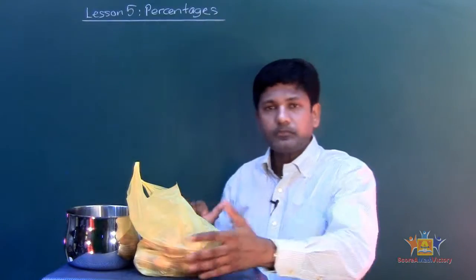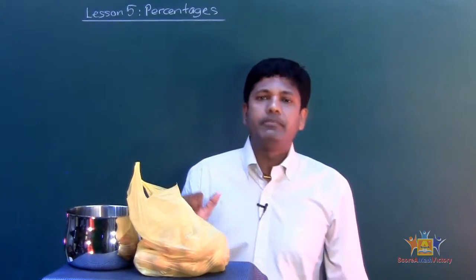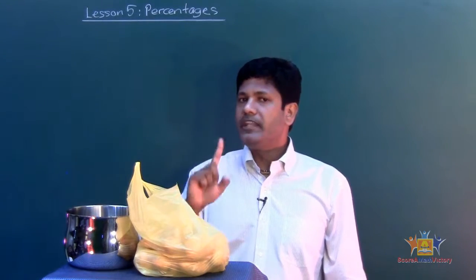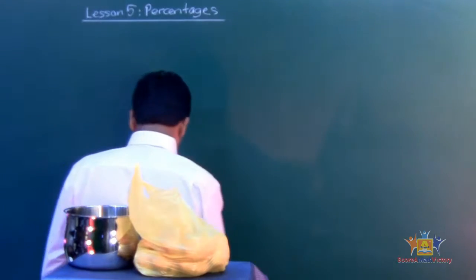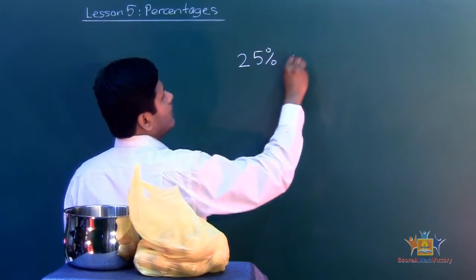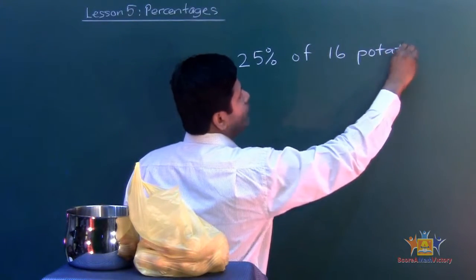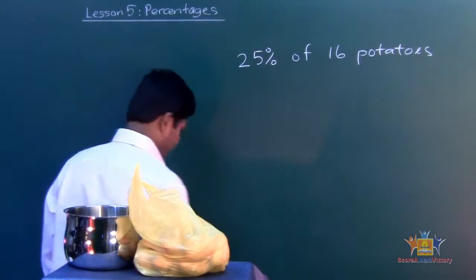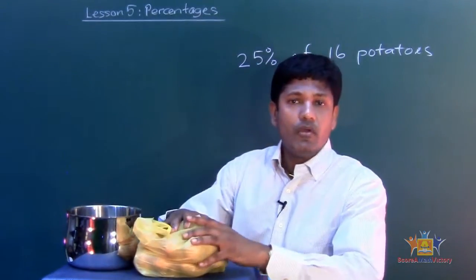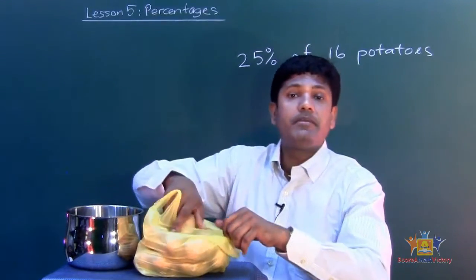All right, good. Now I want to find out how many potatoes 25% of the potatoes will make. In other words, I want to find out 25% of 16 potatoes. I want to see how many of them. In this case, I will never know what the number is, am I right? So we have to calculate it out. But first, let's count them. How many potatoes are there?